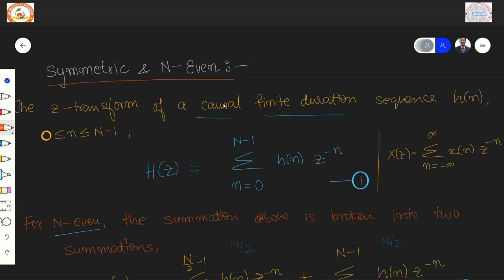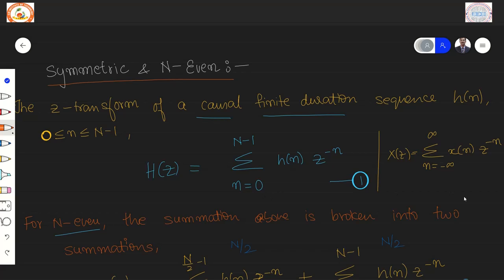It is causal. Now, Z transform, as we are aware, is given by, from the definition, X of z is equal to summation n lies between minus infinity to plus infinity, x of n z power of minus n, where z is a complex exponent. Now, since the input x of n here is equal to h of n, therefore, we can replace x of n by h of n in the summation. And the limits are changed to n between 0 to N minus 1 because that is where the value of h of n is found. So this equation is called as equation 1.